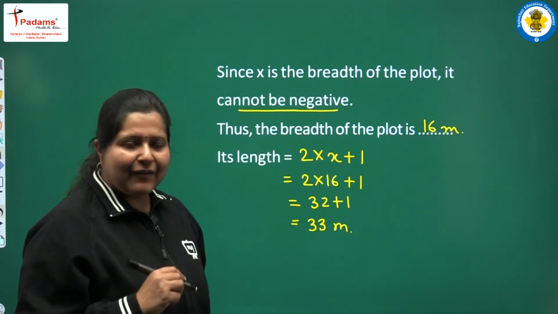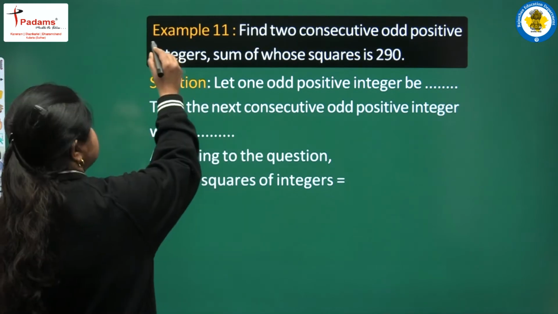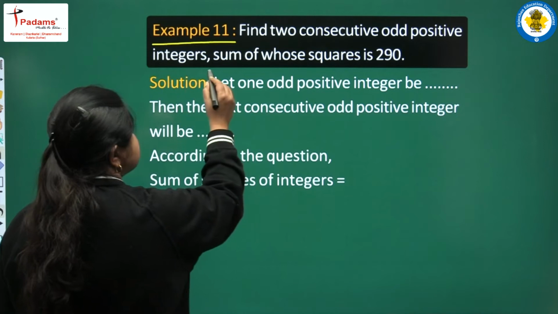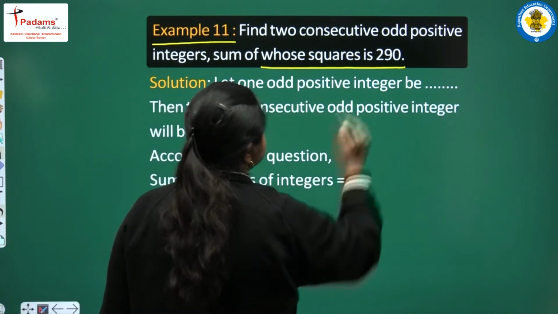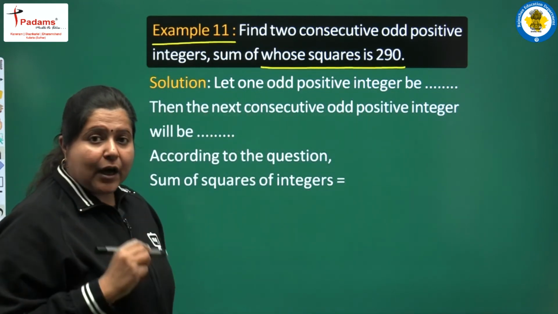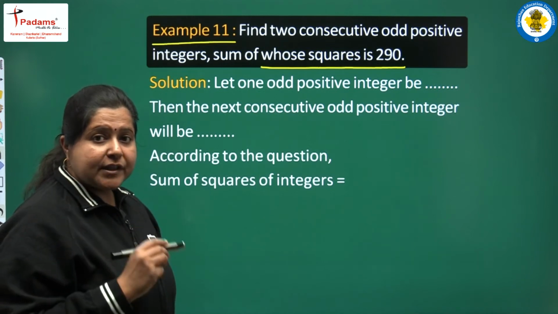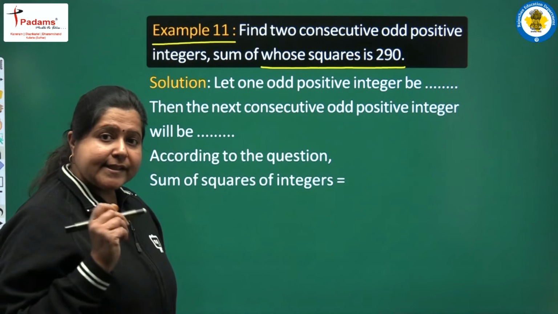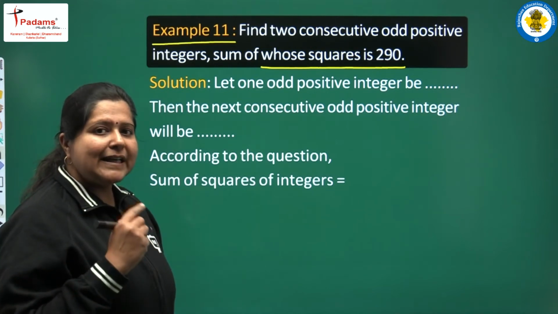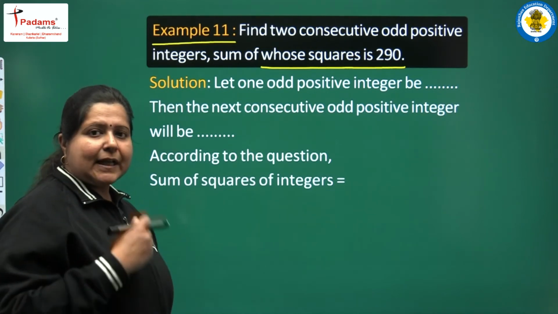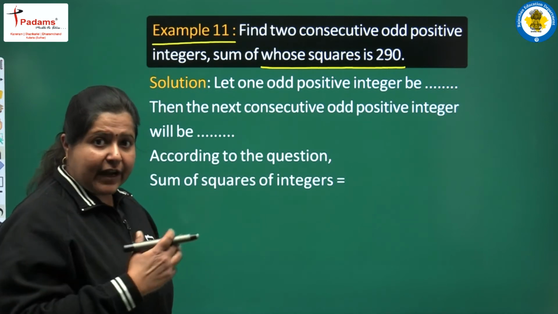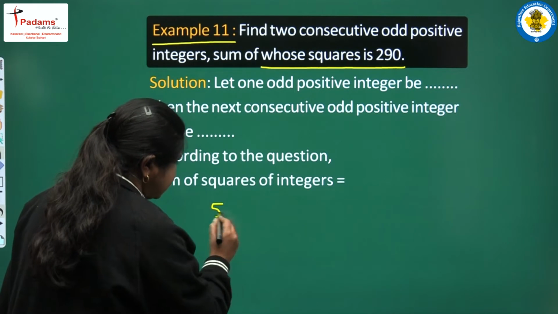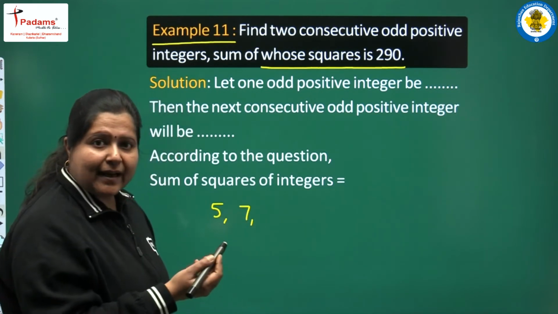Okay, we have one more here. Example number 11. Find two consecutive odd positive integers, sum of whose squares is 290. Now here we are talking about two consecutive odd positive integers. एक तो positive है integers और secondly odd है और thirdly consecutive है. Consecutive मतलब एक के बाद एक आने वाले. जैसे 5 के बाद next odd number क्या होगा? It will be 7.